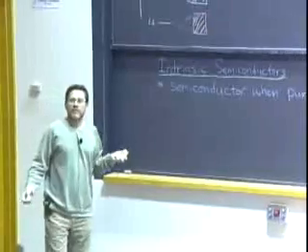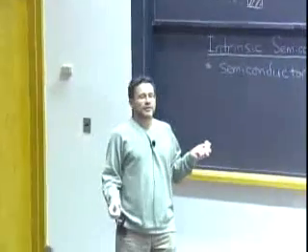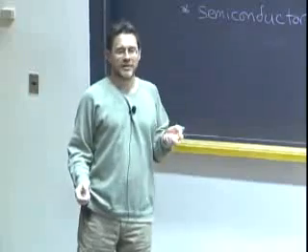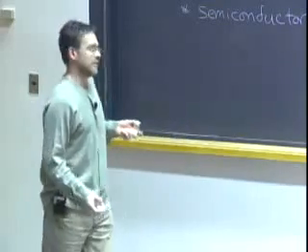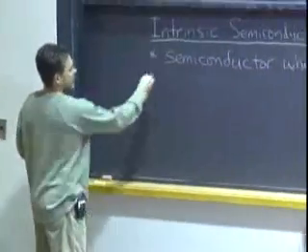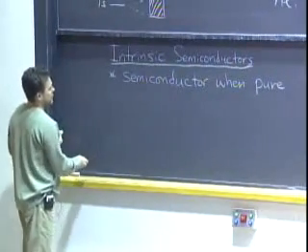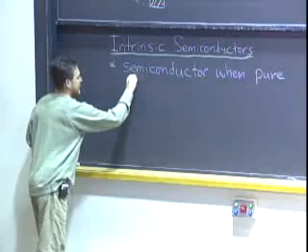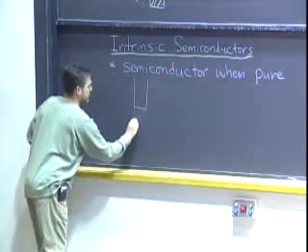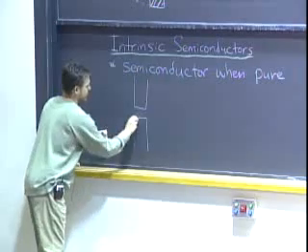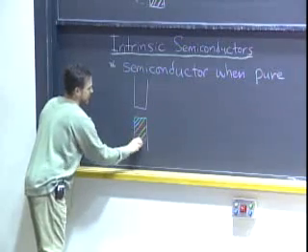I mean, normally we're always talking about pure things, but actually you'll see in a moment that people do purposely make impure semiconductors for very good reasons, and we'll discuss that. Semiconductor when pure, and what that means is that you have a system like this with some kind of a small band gap, as we've suggested.